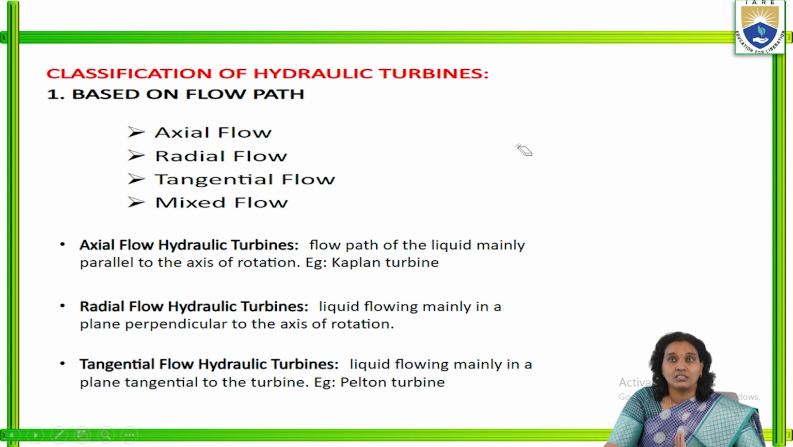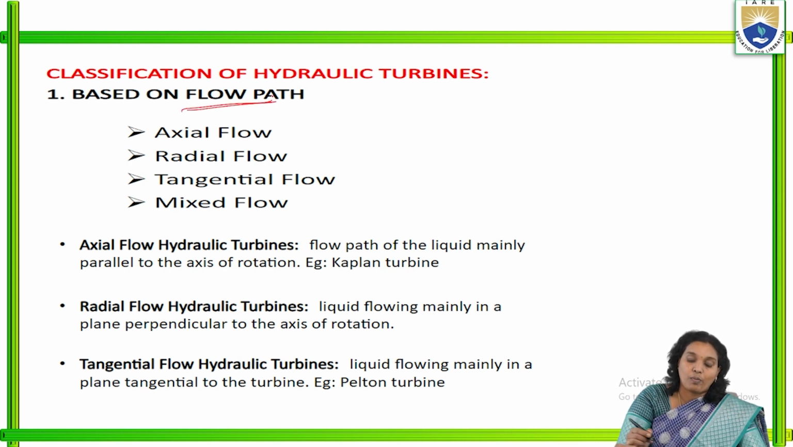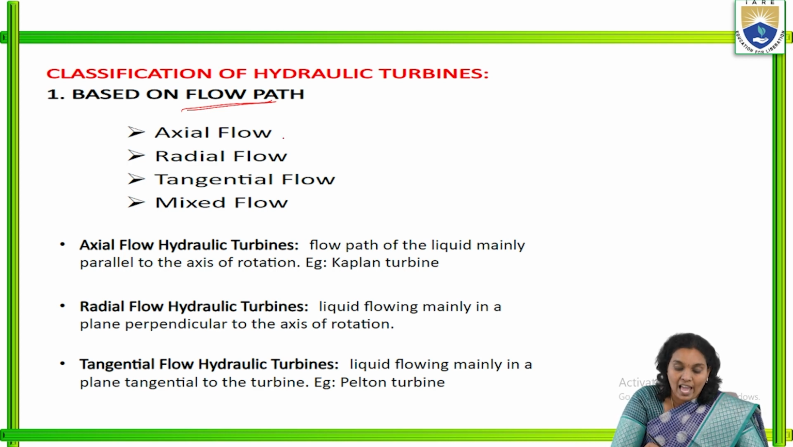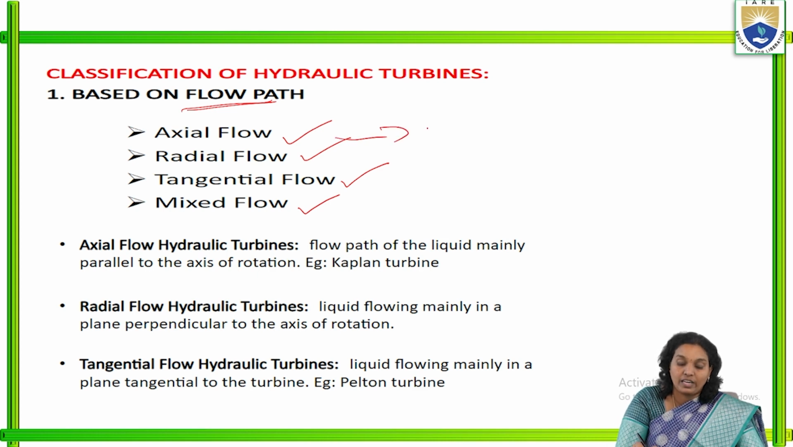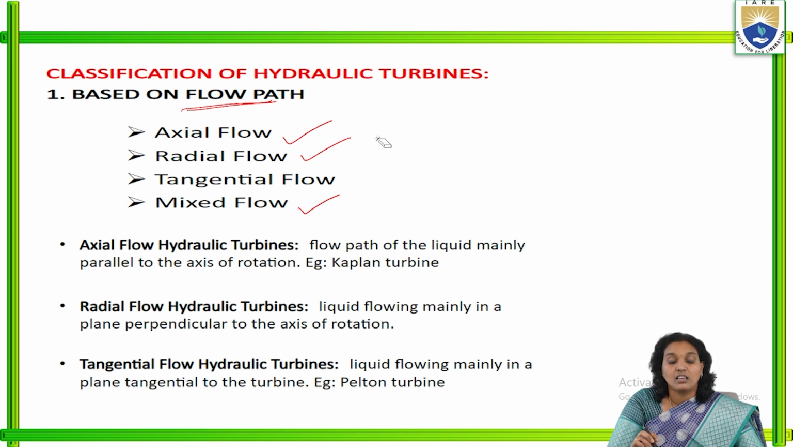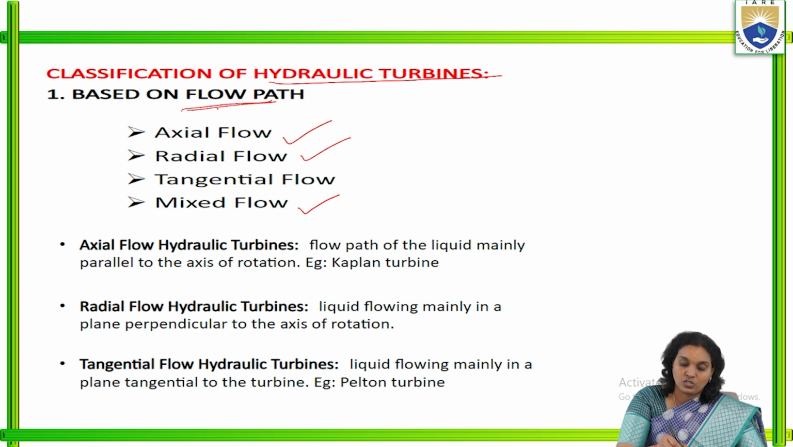In the classification of hydraulic turbines based on the flow path, turbines are classified into axial flow, radial flow, tangential flow and mixed flow. Like this, we are going to categorize the turbines based on the flow.